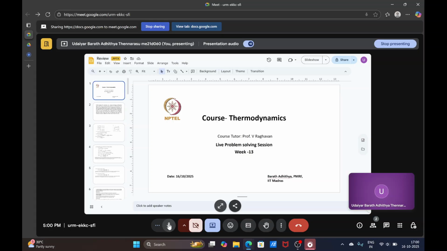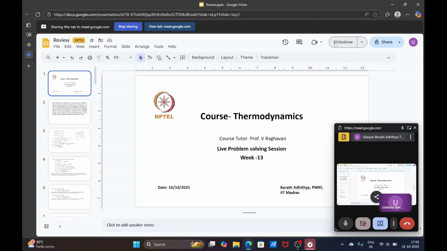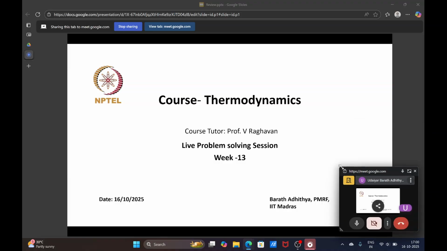This is the final problem solving session on engineering thermodynamics. So what we'll look at today is some problems on vapor compression cycle.